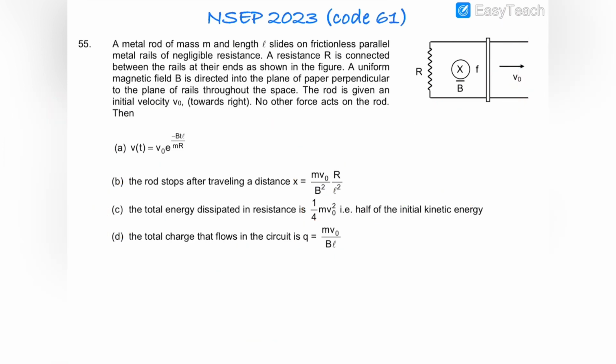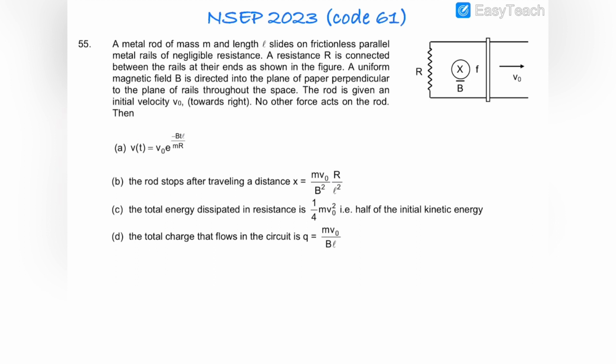In this question you can see that these are two parallel rails. These are connected by a resistance R, and there is a rod placed on these two rails. The length of the rod is L, and the magnetic field in this plane is inside the plane, B. We have given a velocity v naught to this rod, and we have to find out the following correct options.